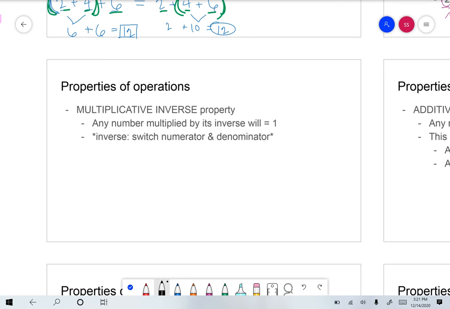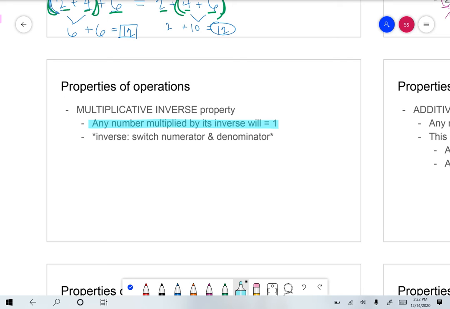So multiplicative inverse states that any number multiplied by its inverse will always equal 1. So literally any number you could think of, if you multiply it by its inverse, it will always equal 1. The exception to that is if that number is 0, and you multiply it by its inverse, which would be 0, you will get 0. That's the only exception.